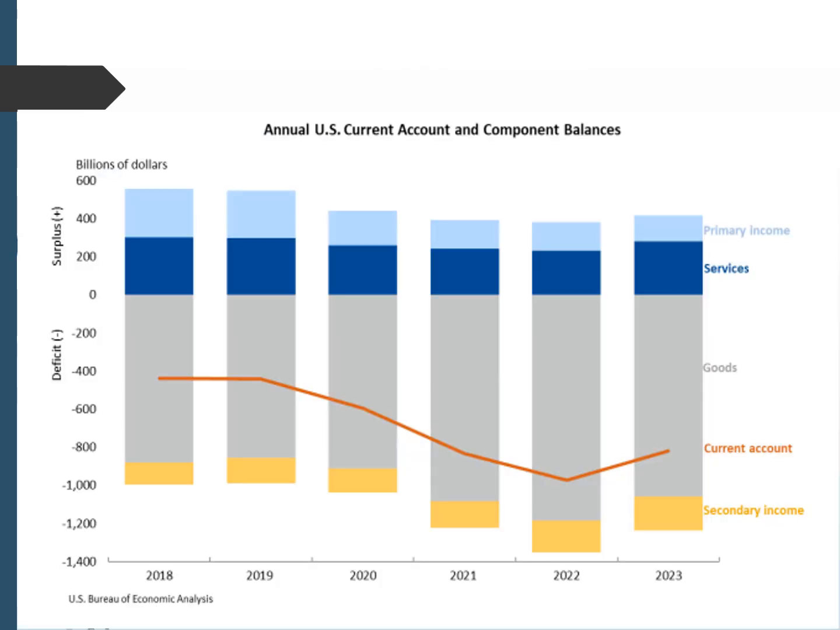This diagram shows the components of the current account of the U.S. between 2018 and 2023. Trade in goods and services forms the largest part of the current account. Next, we will consider the parts, one after the other.